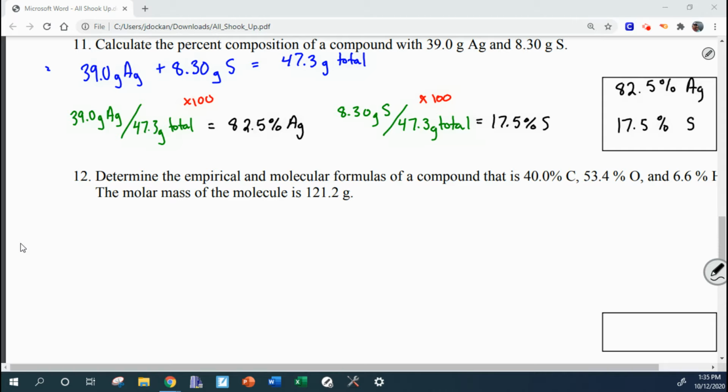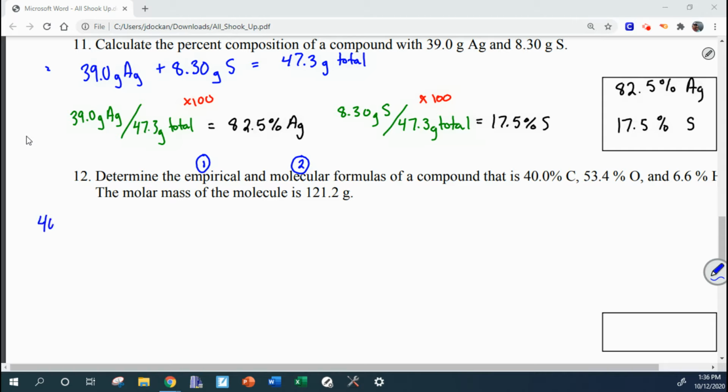Number 12, determine the empirical and molecular formulas of a compound that is 40.0% carbon, 53.4% oxygen, and 6.6% hydrogen. The molar mass of the molecule is 121.2. So I got a two-part problem here. This will be the longest problem that you will see. The first part, we need to find the empirical formula. Second part, we'll need to find the molecular formula. So let's do number 1 first. Empirical formulas, I need to remember my poem. Percent to mass to moles, divide by smallest, round till whole.